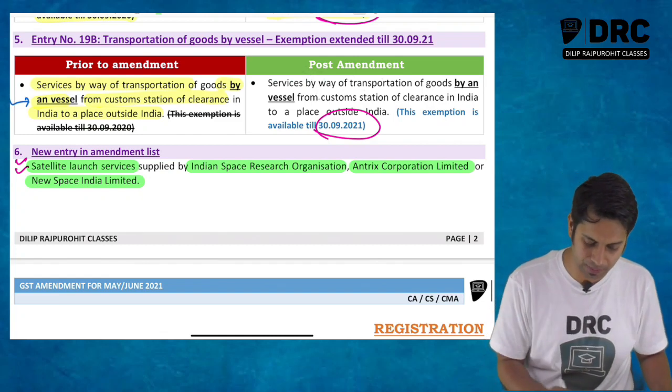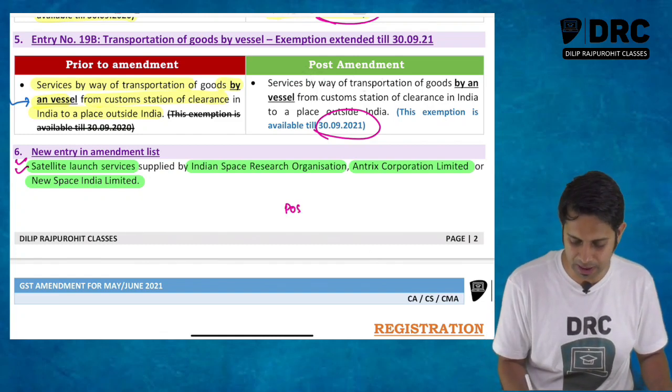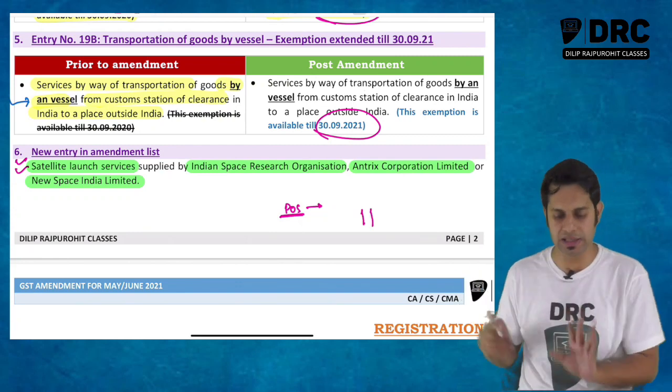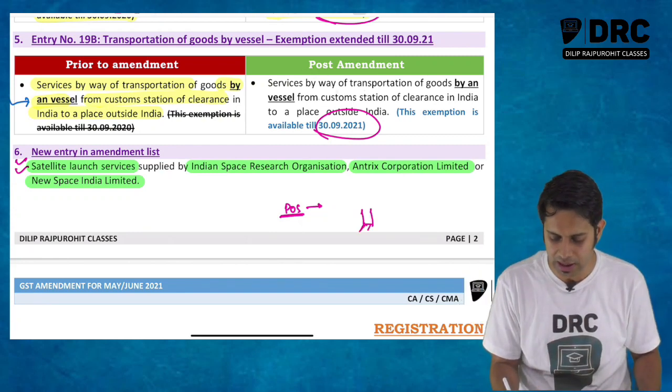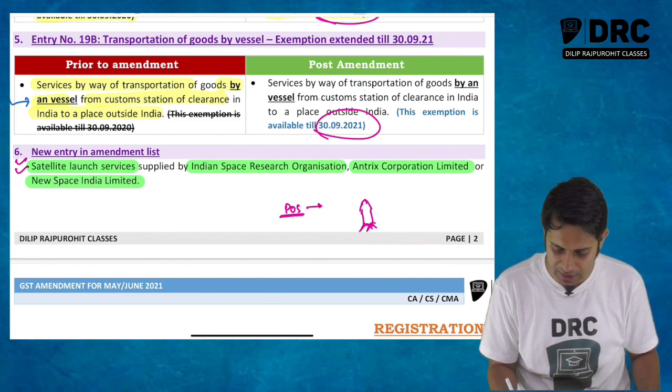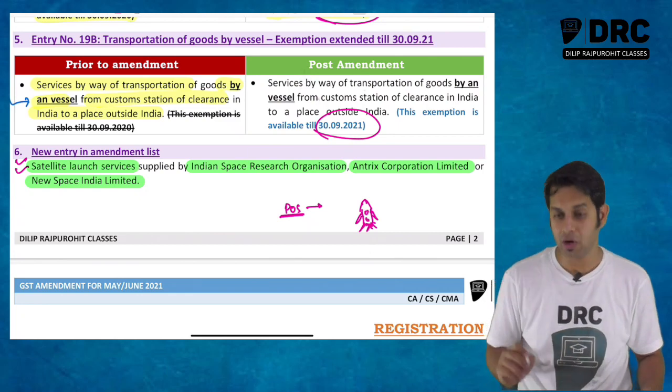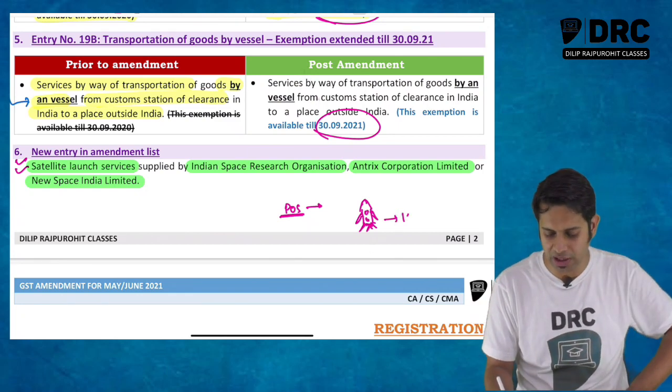Now, if you remember, in our place of supply chapter, we used to discuss one point which we will no more discuss because of this amendment. What, sir? Now if there is a rocket which is launched, normally, for example, ISRO is launching a rocket.